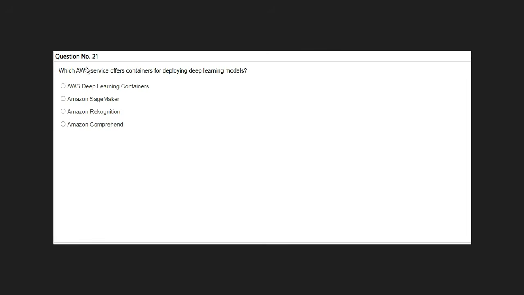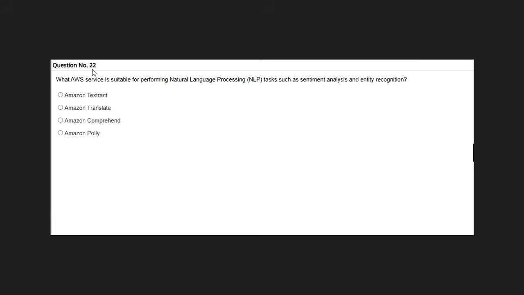Question number 22. What AWS service is suitable for performing natural language processing NLP tasks such as sentiment analysis and entity recognition? So option A, Amazon Textract. Option B, Amazon Translate. Option C, Amazon Comprehend. And option D, Amazon Polly. So right answer is Amazon Comprehend, a suitable service for performing NLP tasks such as sentiment analysis and entity recognition.